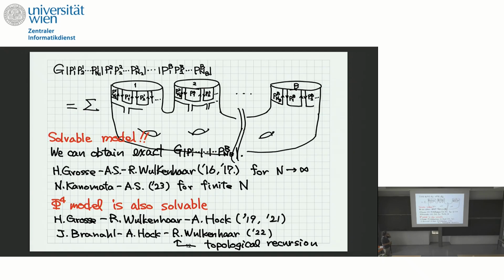So indeed, we obtain all of them for large limiting field. And for finite N, we get some formula. And the phi 4 case is also solvable. And these are related with some topological recursion.